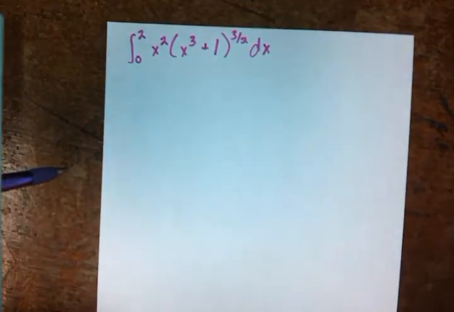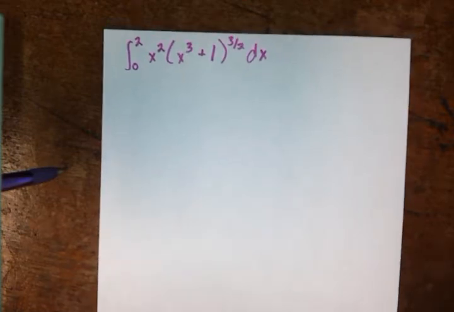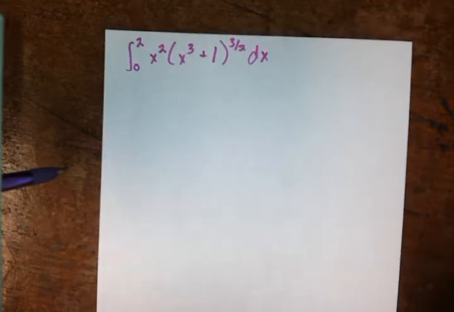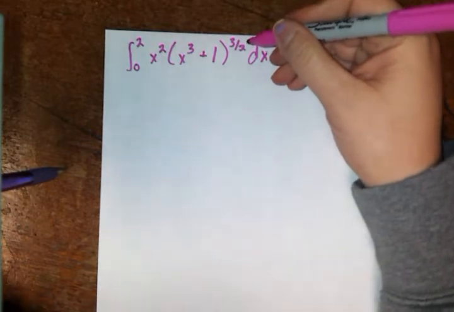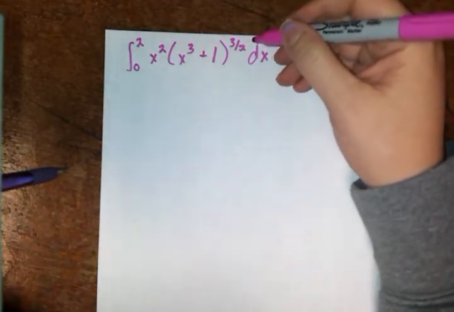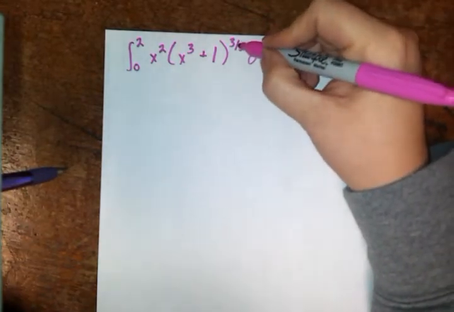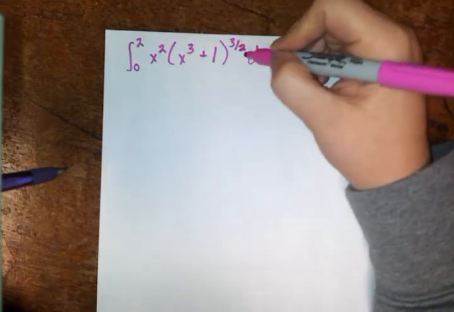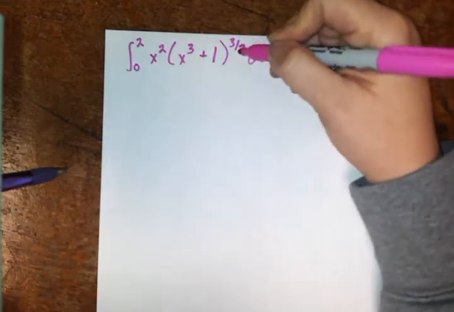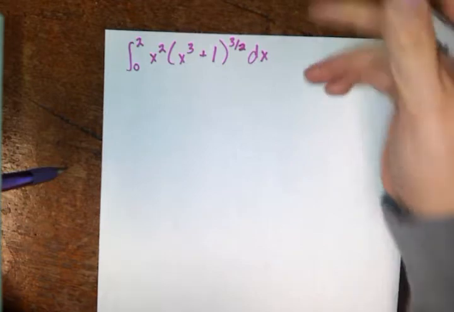Okay, question number 2 from homework 21. Basically the same process. If you haven't watched the video for number 1 yet, go back and watch that if you're not sure about the process. This one seems a little trickier because we've got this 3/2 power here. But honestly, in the long run, if you know what it means to raise something to the 3/2 power, you're going to be able to figure this out.